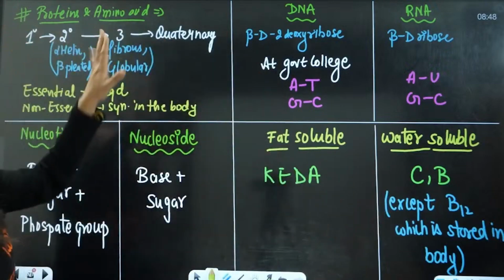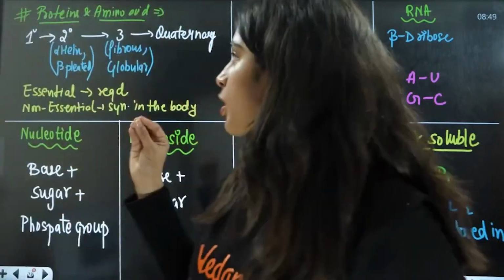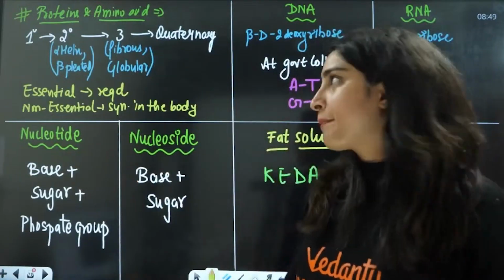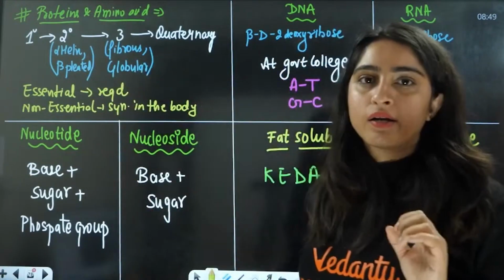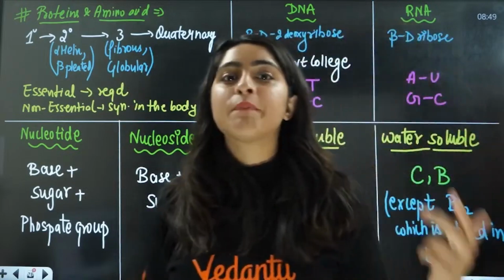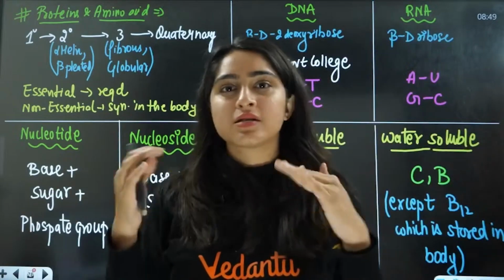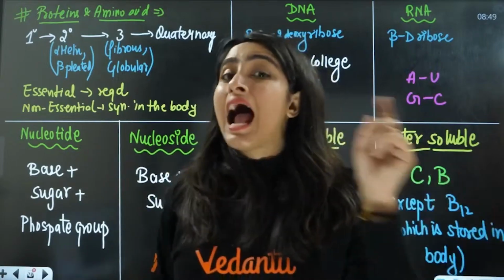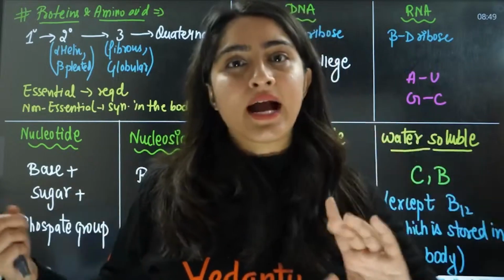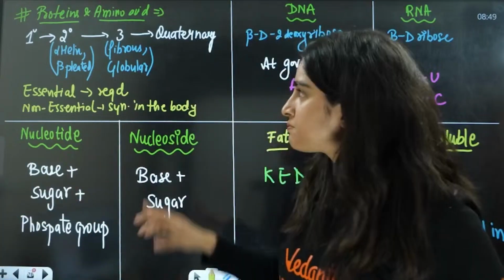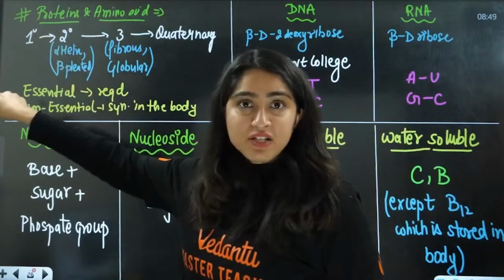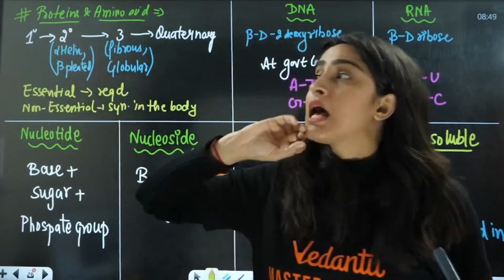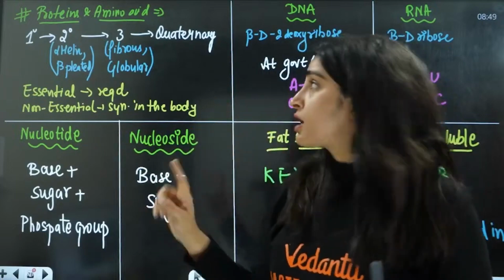Next, you have proteins and amino acids. Let's just talk about proteins and amino acids. Proteins have four structures: primary, secondary, tertiary, quaternary. Primary structure is the peptide linkages, because amino acids are connected to each other, forming proteins. They have peptide linkages, and disaccharides have glycosidic linkages. This is the primary structure where amino acids are joined by peptide linkages. Secondary structure is alpha helix or beta pleated structure.